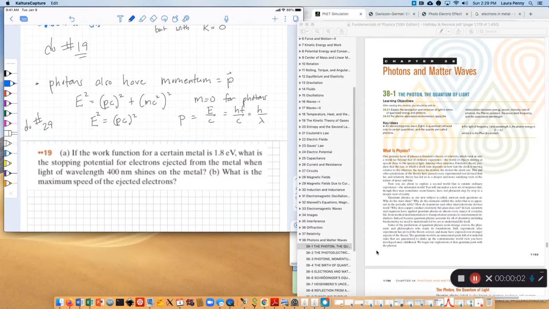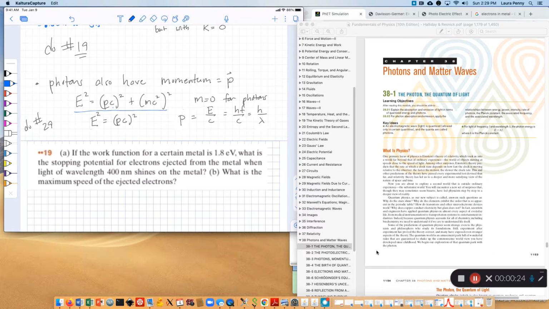Before I do number 19, let me also mention that photons can have momentum as well. Remember, momentum is our little p. At the end of chapter 37, we had this equation: the total amount of energy from special relativity squared is momentum times c squared plus mc squared squared.